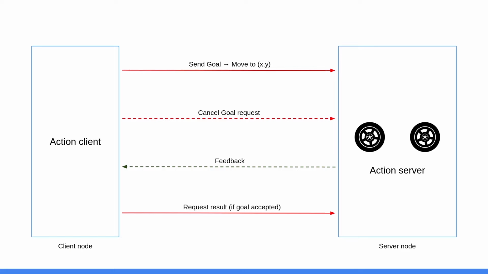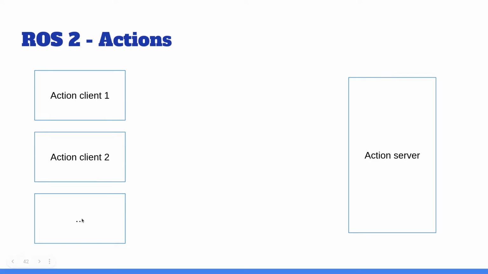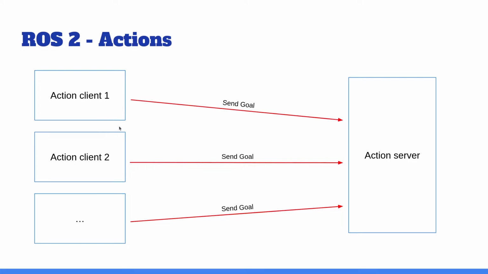And one more thing is, you can see here we have only 1 client and 1 server, but you can have several clients if you want. So you can only have 1 server for 1 action, just like for services, but you can have many action clients. For example, in this case, we have 3 action clients that are each sending a goal to the server. And then of course, it's the server's responsibility to decide what to do with all those goals.